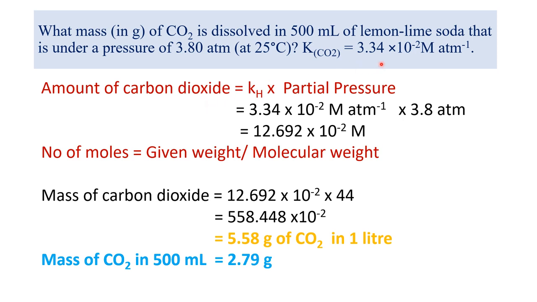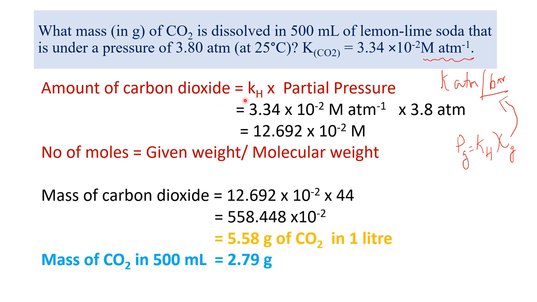Here in this particular case, the constant's unit is also important. When Henry's law constant is expressed in terms of pressure, in atmospheres or bars, then we have our Henry's law relationship, which is related to the mole fraction of the gas. Here the Henry's constant is expressed in terms of molarity per atmosphere. That is the reason why this relationship is used. So the value of Henry's constant and the units of Henry's constant are very crucial for us to write this relationship. So in this particular example, the amount of carbon dioxide is equal to KH into partial pressure.